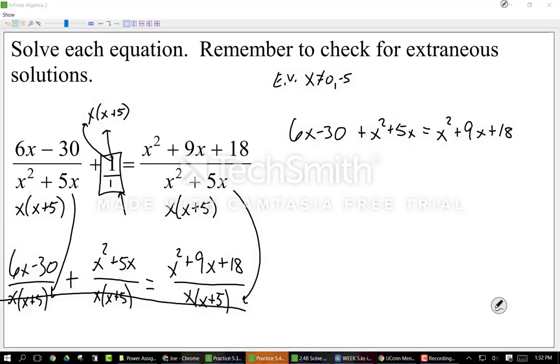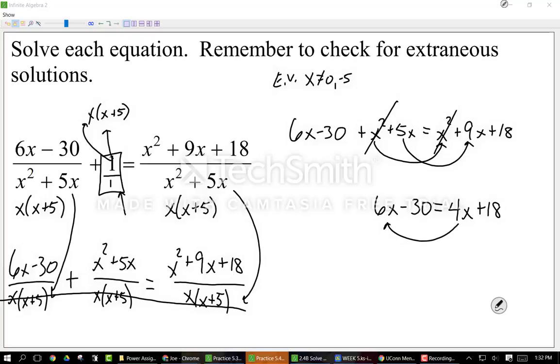So now let's bring everything to one side. If I bring this x squared over, what do we notice? Ha! It cancels. Let's bring the 5x over. That gives me 4x plus 18 is equal to 6x minus 30. Let's bring the 4x over. Gives me 2x equals, bring the 30 over, 48. x equals 24. Boom goes the dynamite. That value, 24, is not an excluded value. Therefore, 24 is your solution to this problem.